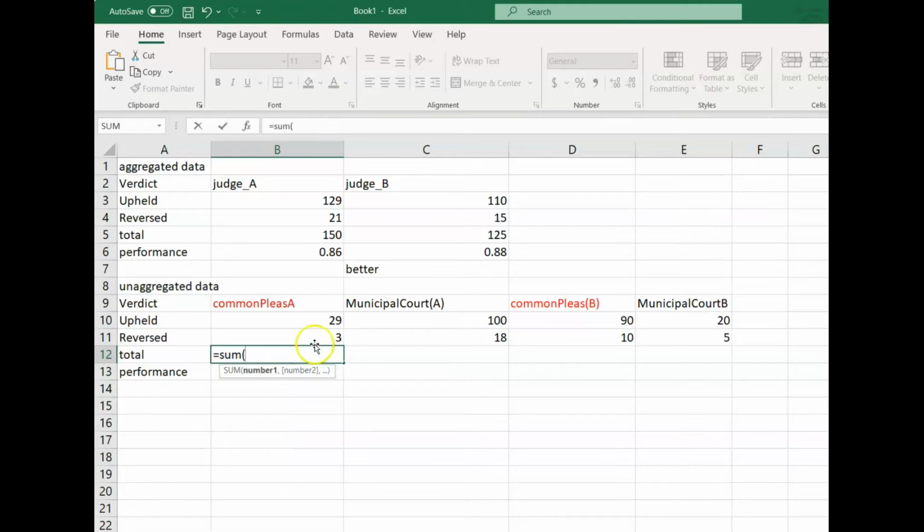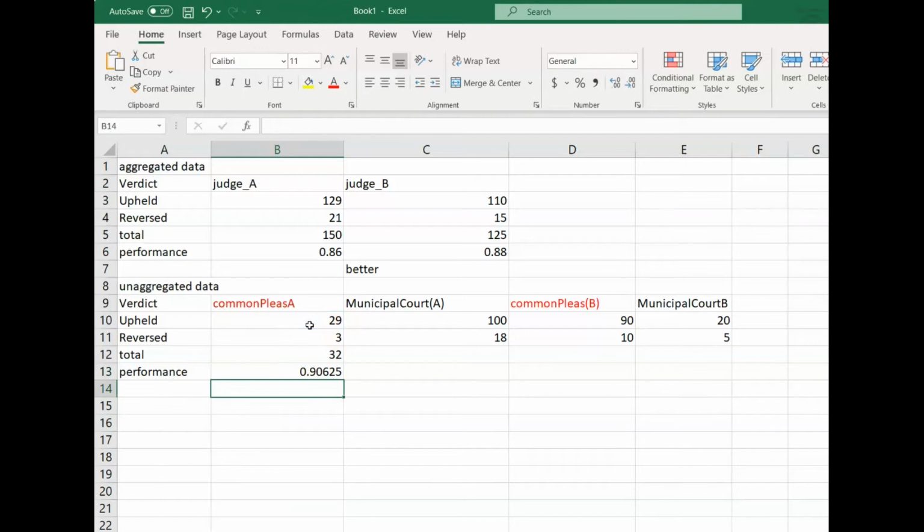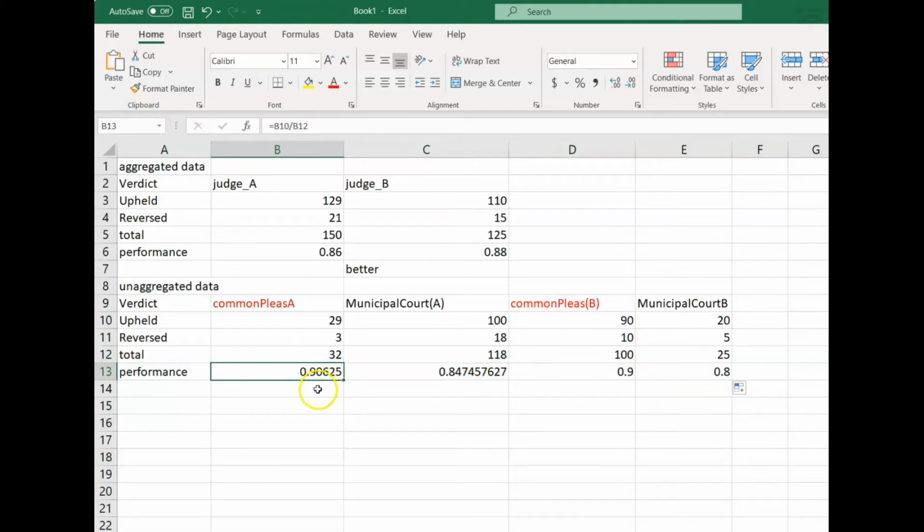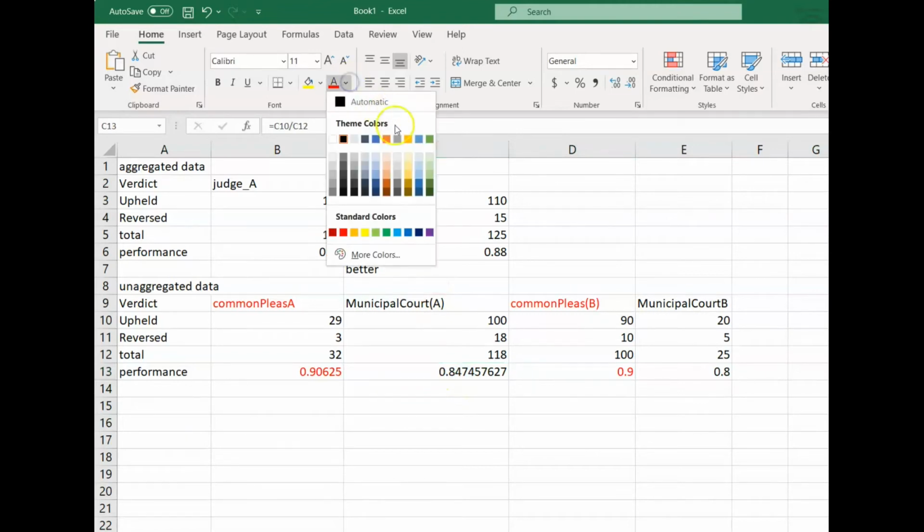Same thing. The total is the summation of 29 plus 3. Actually it is 32. And the performance again is upheld divided by total. So this is 90.6%. So let's copy and paste. So actually the red one compared with the red one. One is 90.6, another is 90. So actually Judge A performs better for category 1.